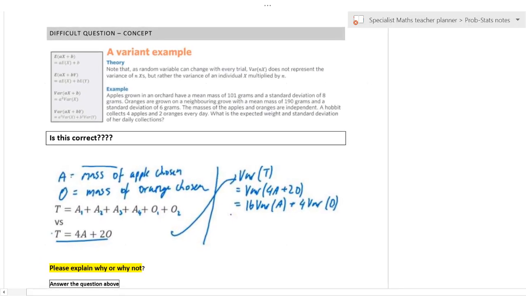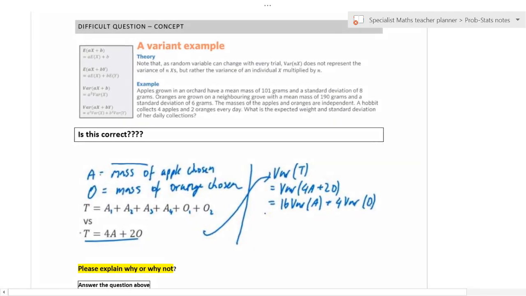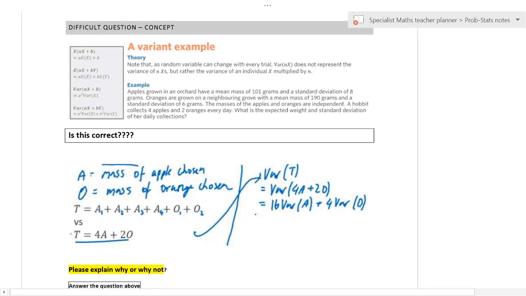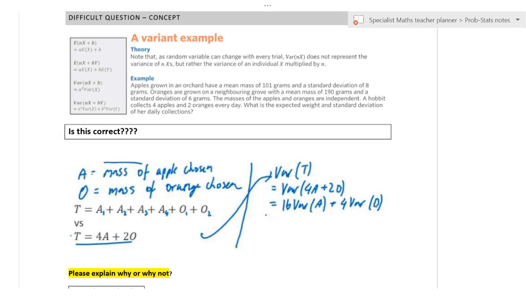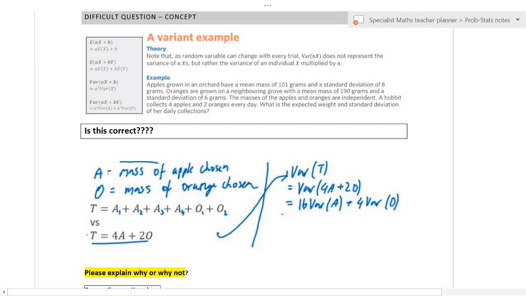All right, now here's a bit of a variant example, and I said that this is a difficult concept. Note that a random variable can change with every trial. So therefore, the variance of nX does not represent the variance of n number of X's, but rather the variance of an interval X multiplied by n. Now, it is very confusing.